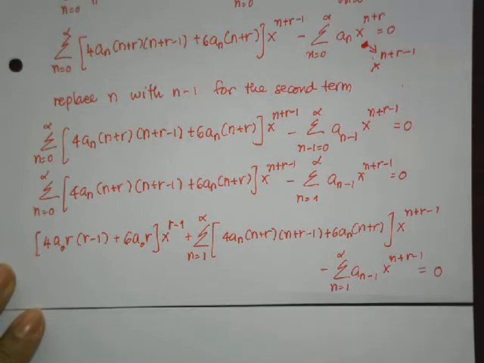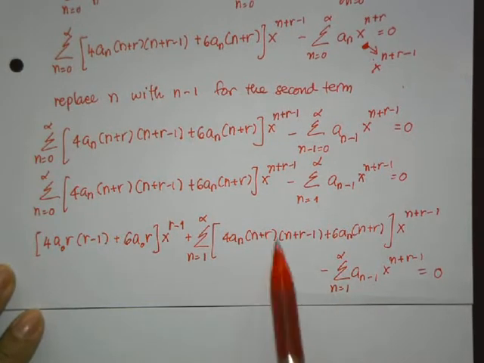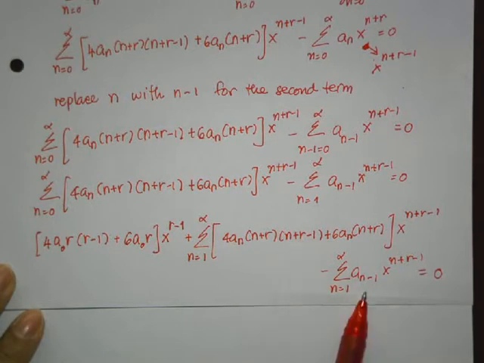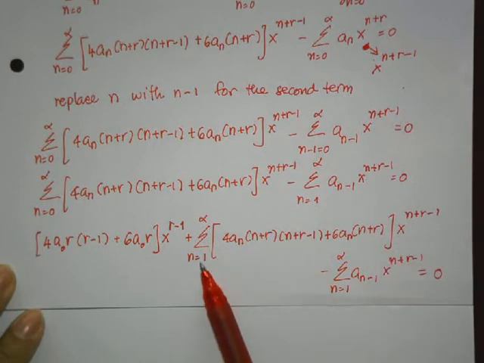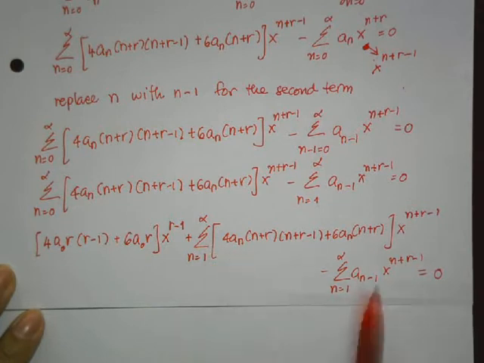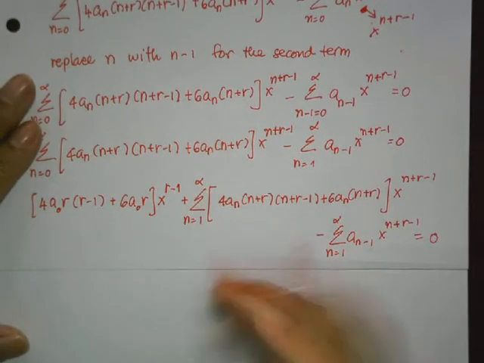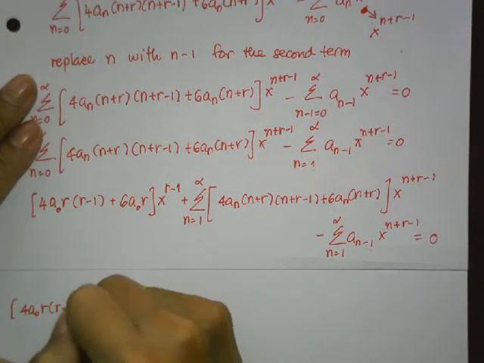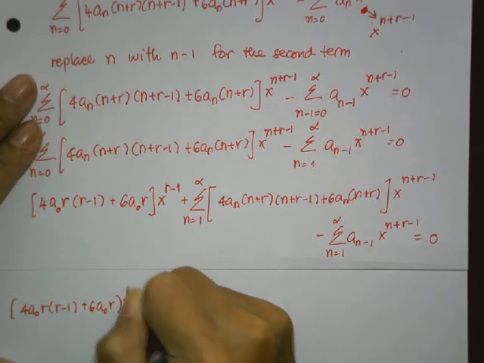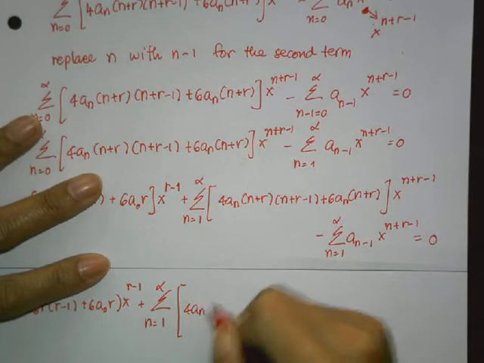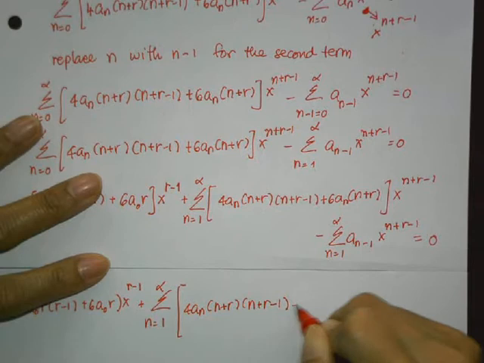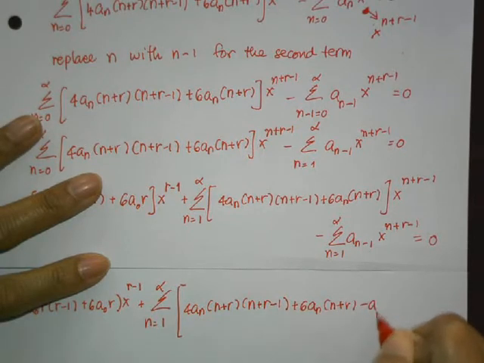Now, the second term and the third term, we can combine them together, right? The second and third we can combine together because we have x to the same power, which is the power n plus r minus 1, and the limits of the summation starting from n equal to 1 are the same already. So these two terms we can combine together, and we would get minus an minus 1 times n to the power n plus r minus 1 equal to 0.